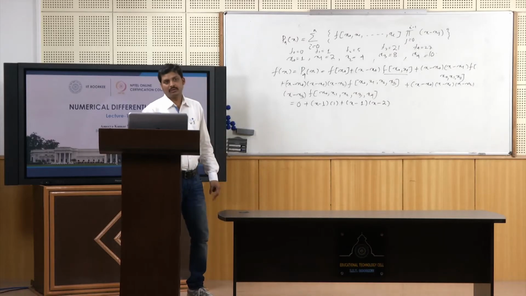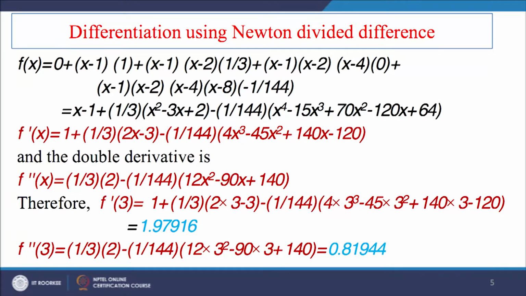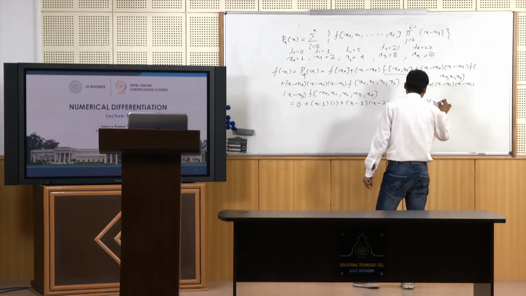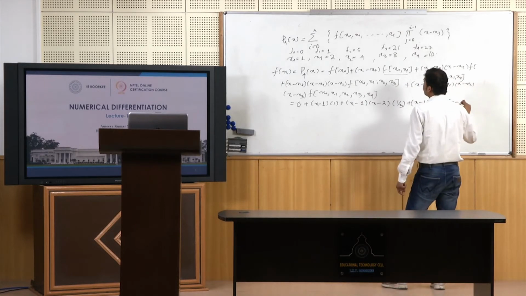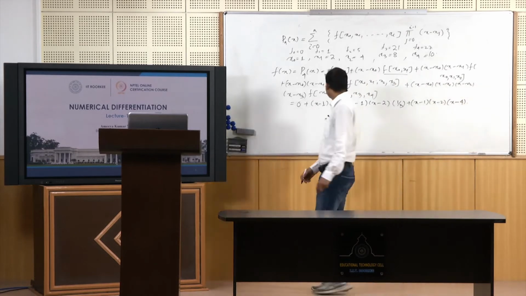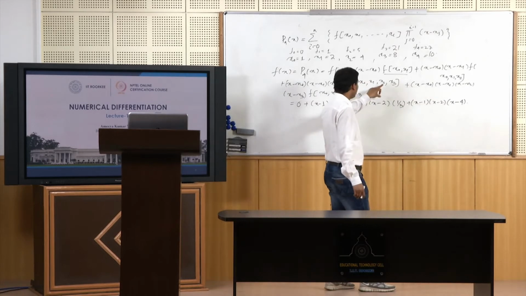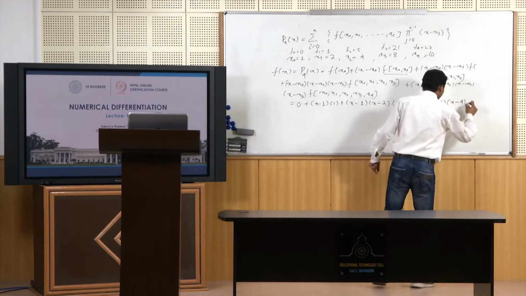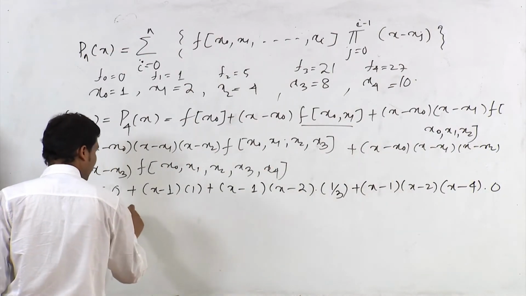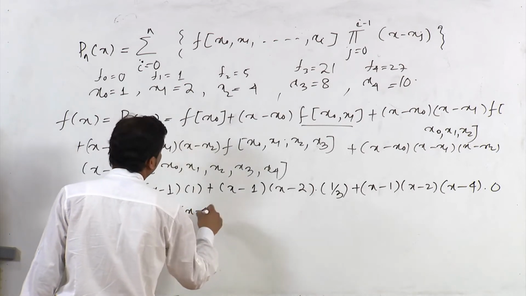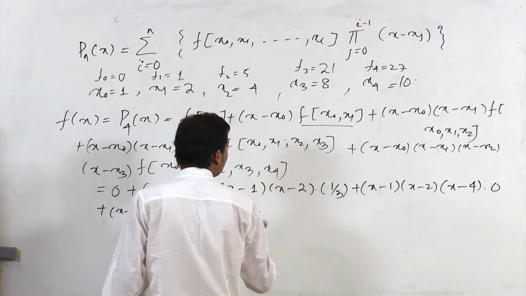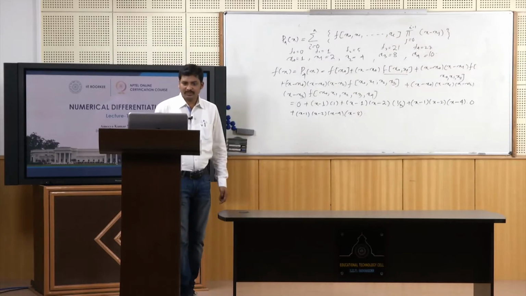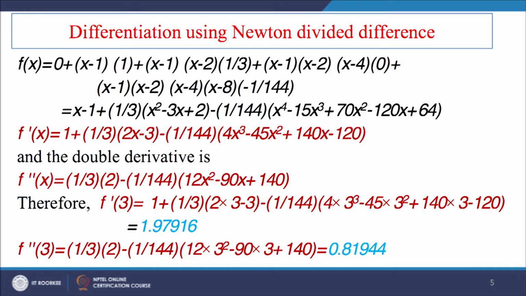Collectively, if you see this table, we have already obtained that value as 1 by 3, plus x minus x0, x minus x1, x minus x2, that is 4, into f of x0, x1, x2, x3, and that value gives you 0, plus x minus 1, x minus 2, x minus 4, x minus 8 into f of x0, x1, x2, x3, x4, and that value in the tabular form is minus 1 by 144.